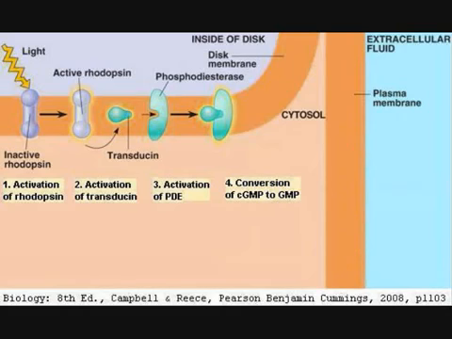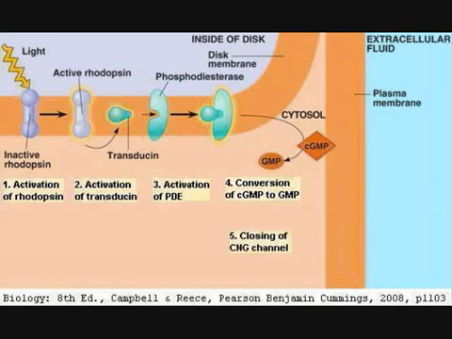The fourth step is conversion of cyclic GMP into "regular" GMP. As stated above, phosphodiesterase is an enzyme that cleaves certain phosphodiester bonds. In particular, it cleaves a certain bond in cyclic GMP, thereby breaking the ring and forming regular GMP.